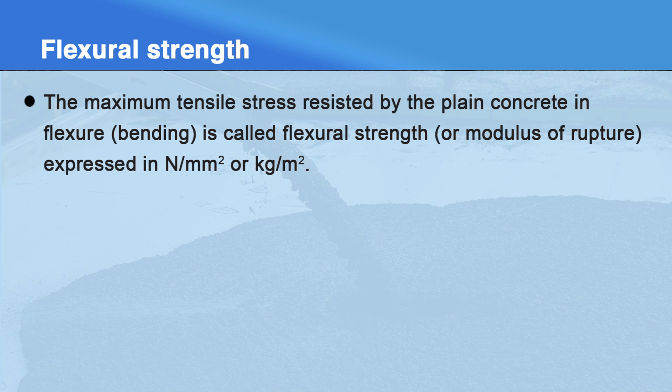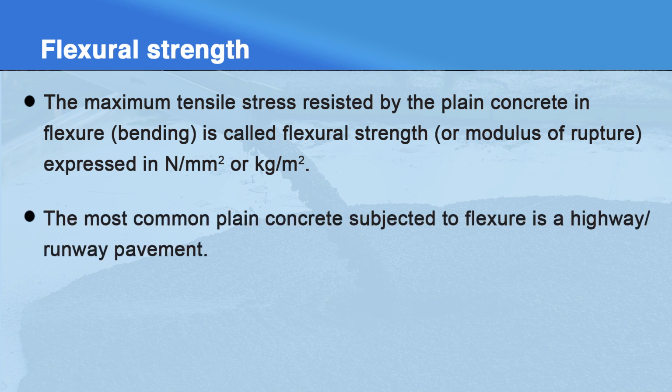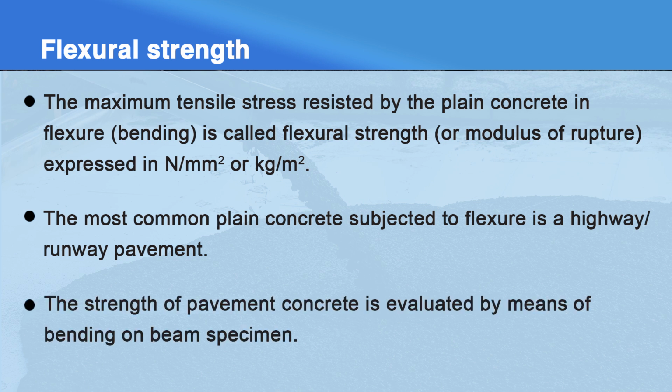Flexural strength. Maximum tensile stress resisted by plain concrete in flexure, that is bending, is called flexural strength or modulus of rupture. It is expressed in Newton per mm square or kg per meter square. The most common plain concrete subjected to flexure is in a highway or runway pavement. The strength of pavement concrete is evaluated by means of bending on a beam specimen.